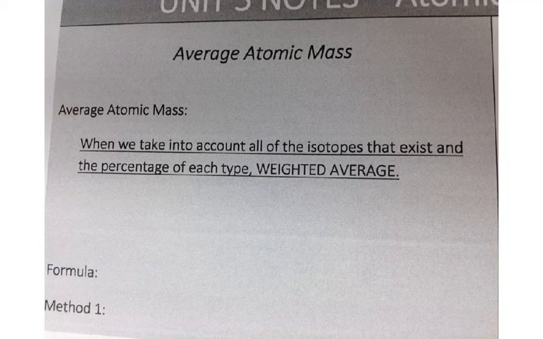So tonight what we are going to be talking about is average atomic mass. The average atomic mass is the average mass of all of the atoms of a particular type of element. For example, oxygen: there's oxygen-16, oxygen-17, oxygen-18, and if we averaged all of them up, what would the average mass of one oxygen be?